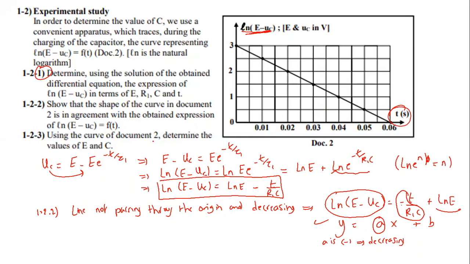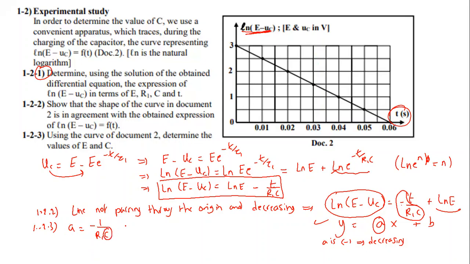Using the figure of the curve of document 2, determine the values of E and C. Now, in order to determine the values of E and C, we should substitute, or we can use the slope. If I want to use the slope, we already said in part 1, 3, that the slope is equal to minus 1 over R1C. So I can find C if I have the slope.